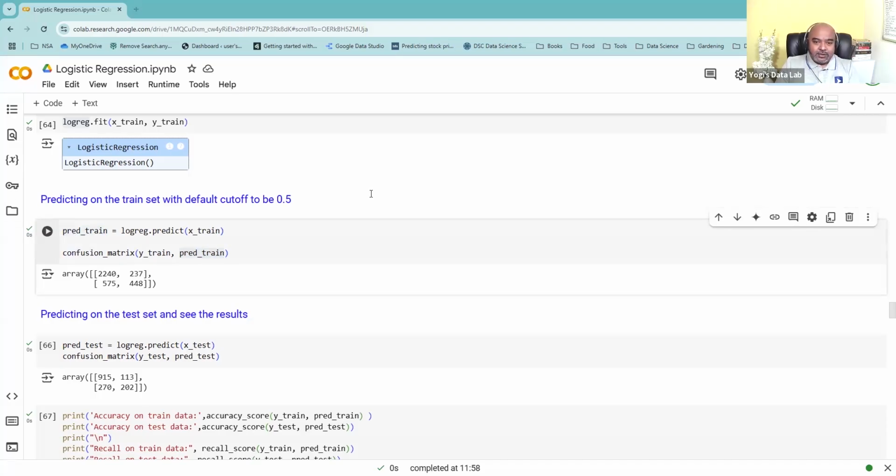So you'll get something similar to this as actual, and you will have zeros and ones, and predicted, and you have 0 and you have 1. Now these values that you are seeing here, this 2240 is coming here. Let me write it here, 2240. Then you have 237 over here. So you can say this is here. Then for ones you have 575 here, and you have 448 here.